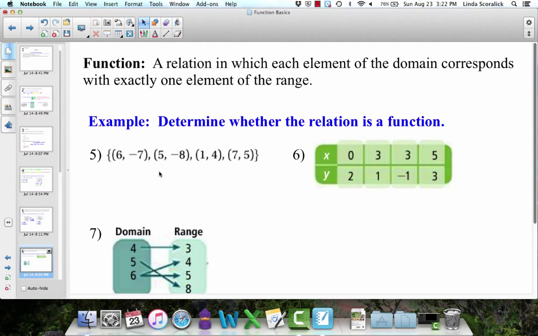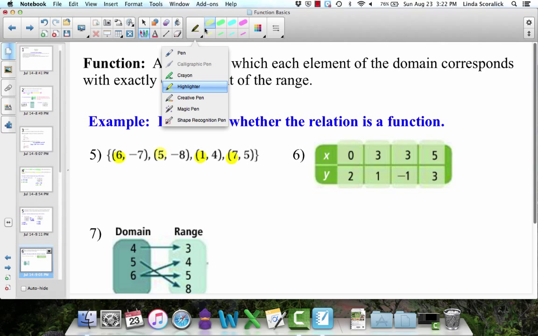So let's look at a few examples and determine whether or not each of these relations is a function. And it's really important as we go through these examples that you're able to explain why it is or it isn't. So in number 5, let's take a look at this set of ordered pairs. We're going to focus in on the x values. 6, 5, 1, 7. We want to determine whether or not each of those values goes to only one range value. So the value 6 is going to -7. Is 6 going to any other y value? Because we don't have any other 6's in the set of x values, it's not. It's only going to that value of -7.